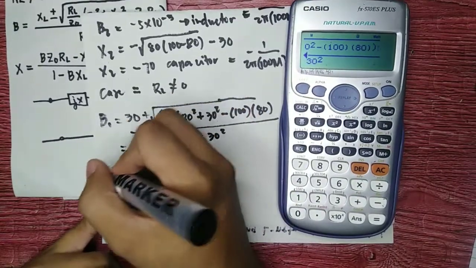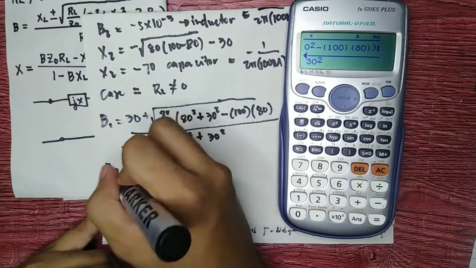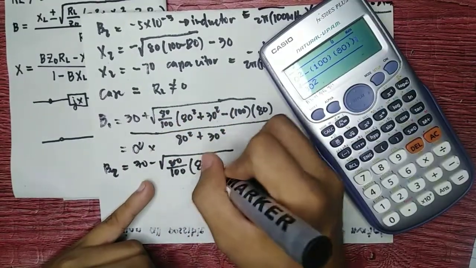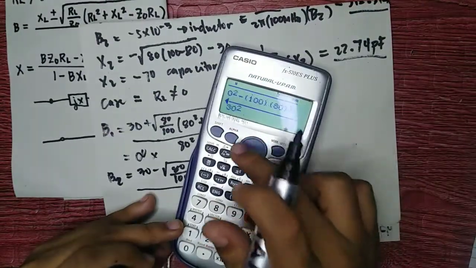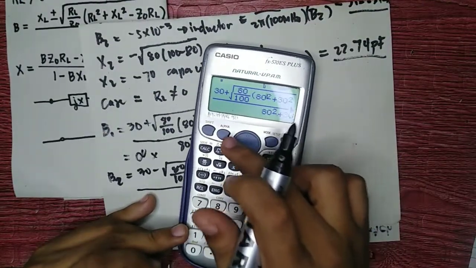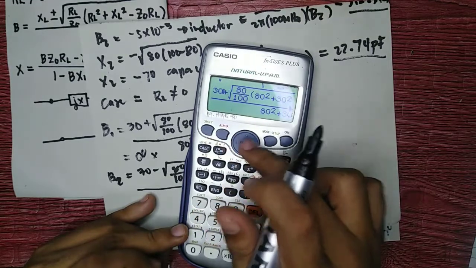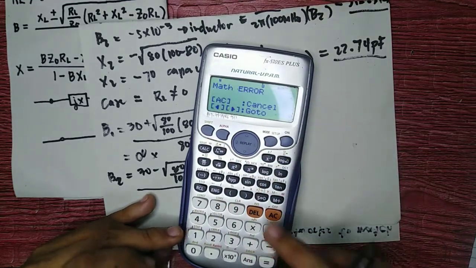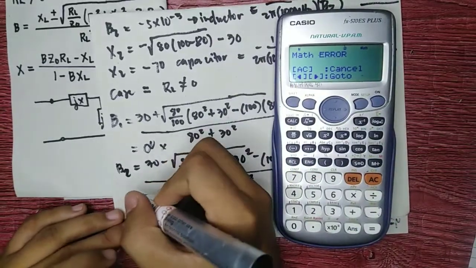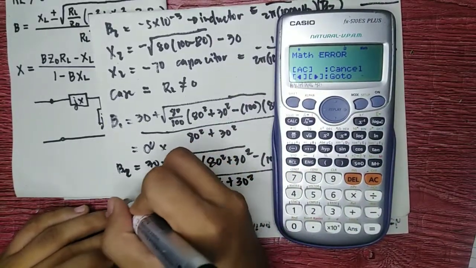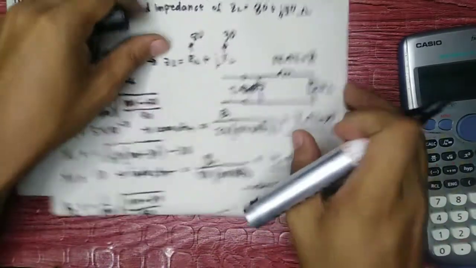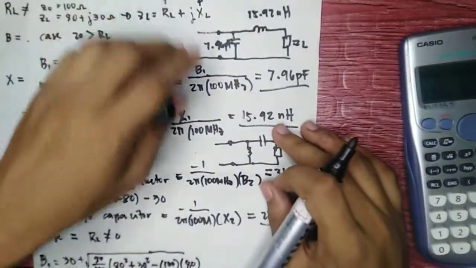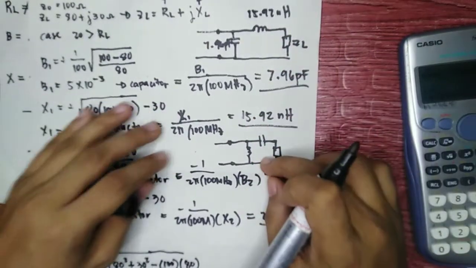So let's try the negative, the B2. We have 30 minus the square root of 80 squared plus 30 squared minus 100 times 80, divided by 80 squared plus 30 squared. So we're just going to change the positive here. So we also get a math error. So B2 is also infinity. So we have only two possible solutions: this one and this one.